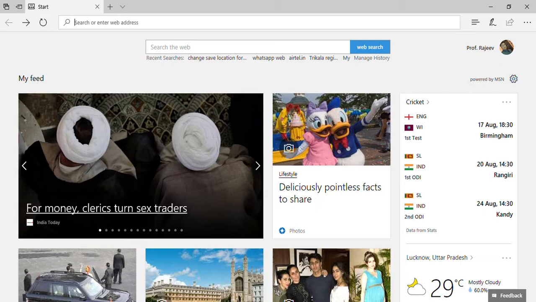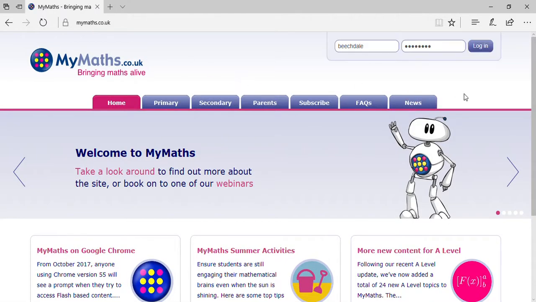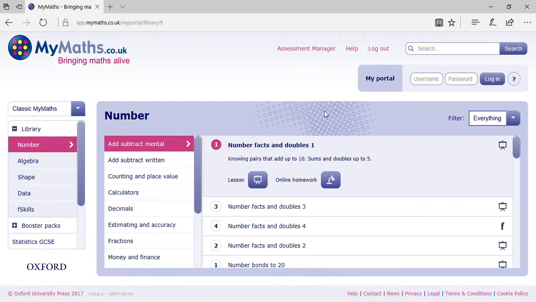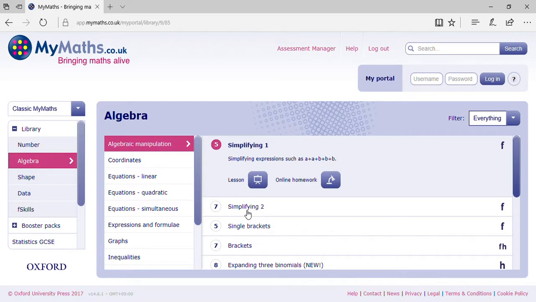Today I'm going to choose one of the topics in mathematics here. I'm opening the book. It's an online book. It is the best book regarding online tuition. Fundamentally, we can understand that any topic you can choose. Suppose you choose simplification. Okay, simplification we can choose here.